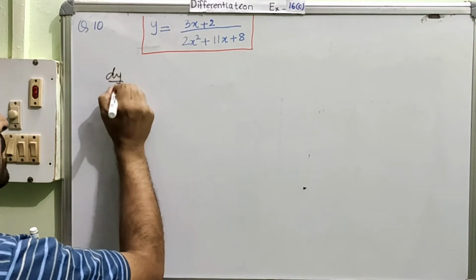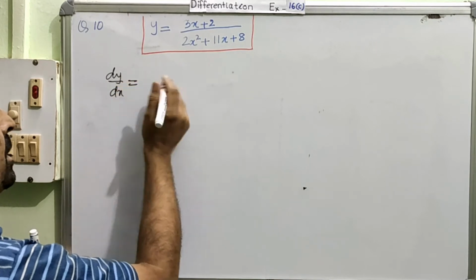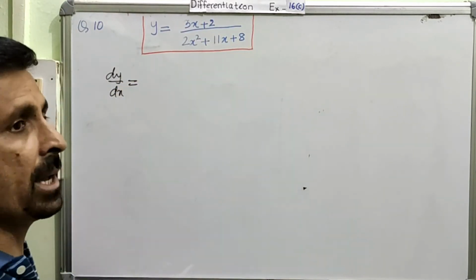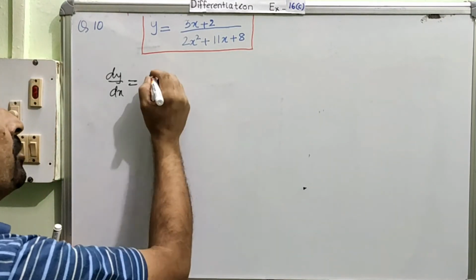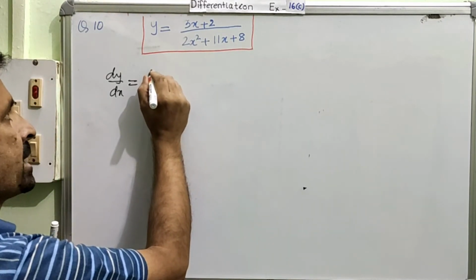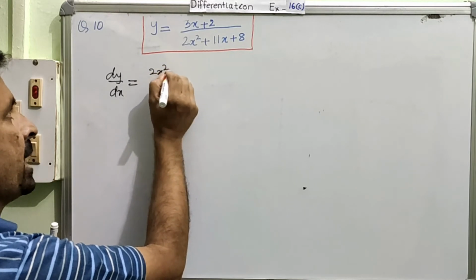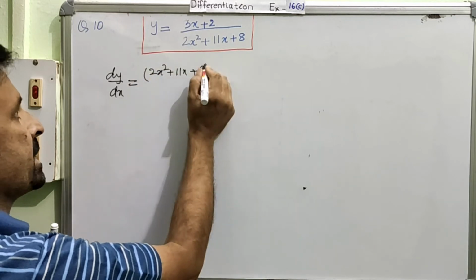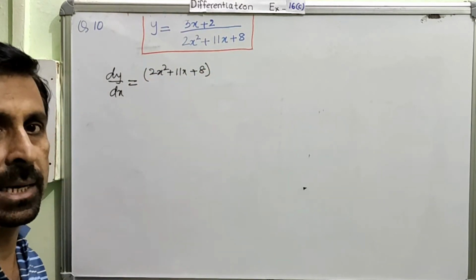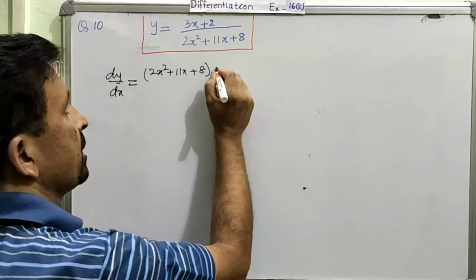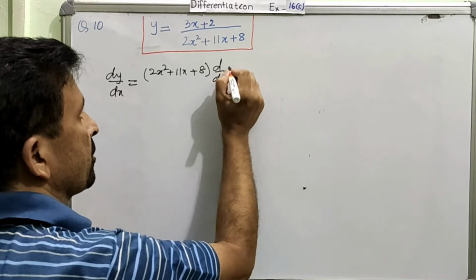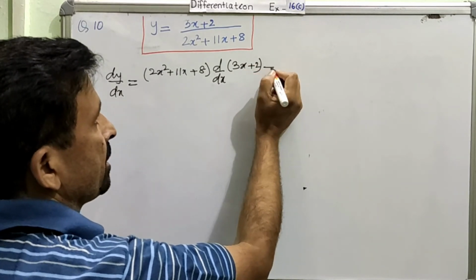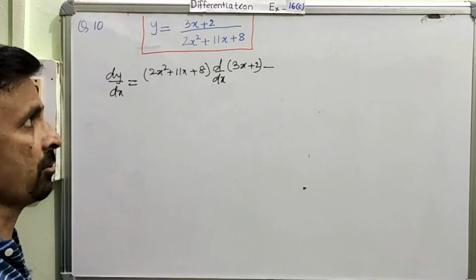dy by dx is equal to, the numerator will be assumed as u and denominator will be assumed as v, right? And then you know that the v you keep as it is silent. So 2x square plus 11x plus 8. Please remember, in the quotient law, we first find the derivative of the numerator. So therefore, the derivative of the numerator will be calculated: 3x plus 2, right? And then we write the minus sign, because this is a quotient law question.